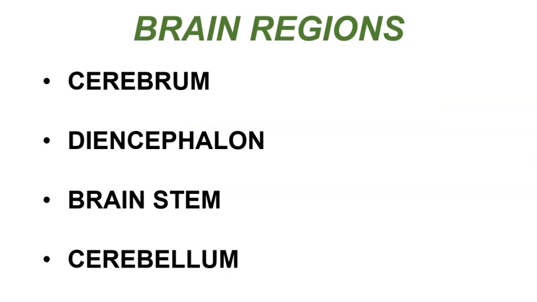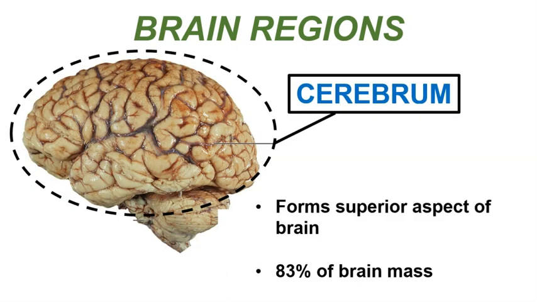The four major brain regions are the cerebrum, the diencephalon, the brainstem, and the cerebellum. So we'll begin by examining the cerebrum. The cerebrum is the largest and the most conspicuous region of the human brain. It forms the superior aspect of our brains, and it makes up an impressive 83% of brain mass. So it is by far the majority of brain tissue.